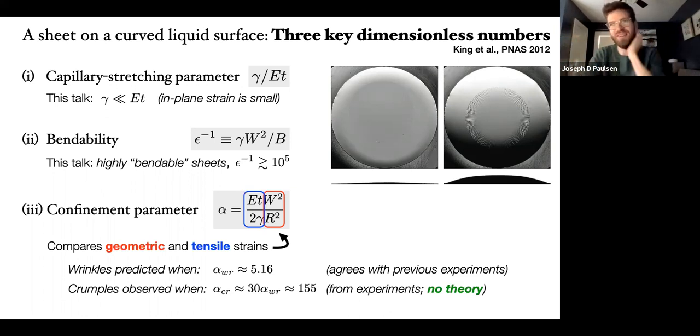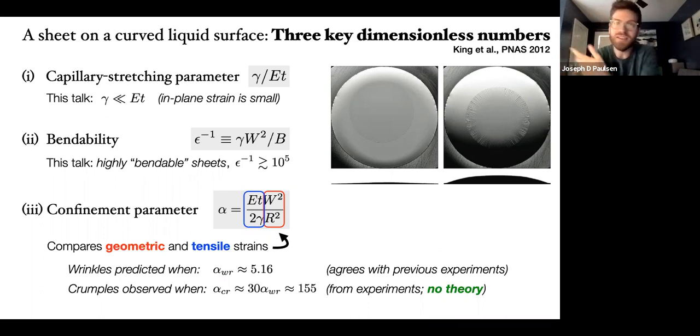Okay, so where does this alpha really come from? Well, this alpha really comes from what's called a far from threshold analysis of the Föppl-von Kármán equations for the wrinkling transition. So alpha comes out of a theoretical understanding of the wrinkling transition from the planar state to the wrinkled state. And that is well understood. What is not well understood is the transition from the wrinkled state to the crumpled state.